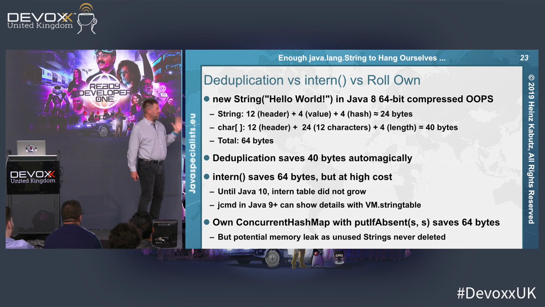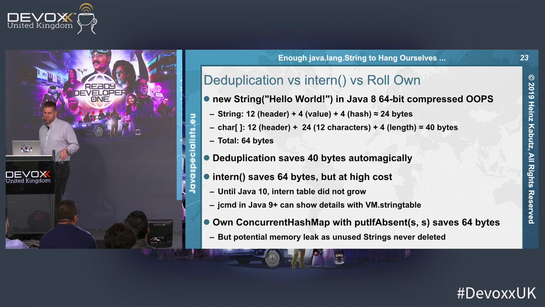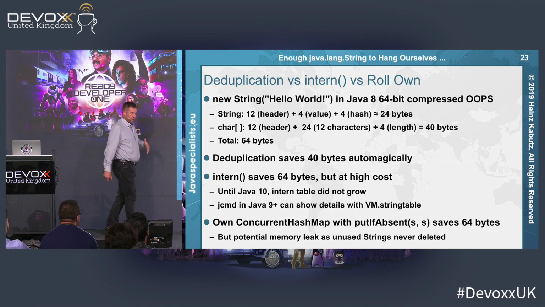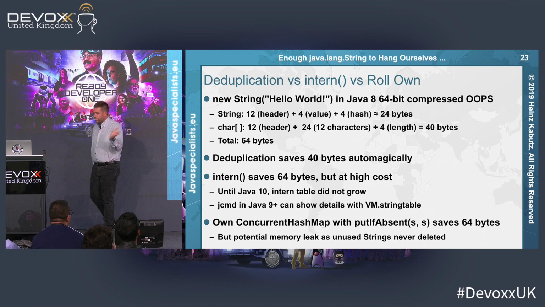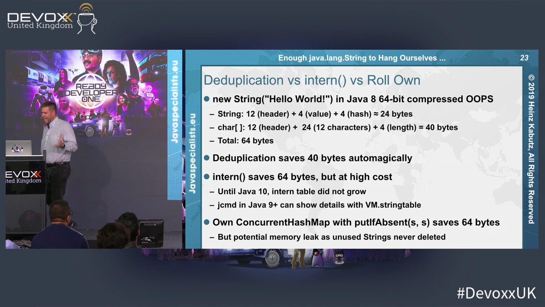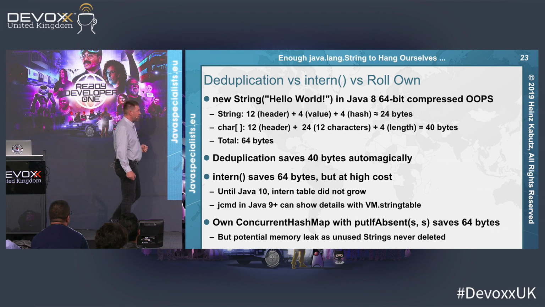Plus the hash is another 4 bytes, the cached hash code. And this actually adds up to 20 bytes, but it gets rounded up to the nearest 8 bytes, so it gets rounded up to 24 bytes. The char array is again an object, so it's a 12-byte object header, plus 12 characters, which is 12 times 2, gives you 24, plus the length, which is another 4, comes to exactly 40 bytes. It stays there, it doesn't go to 44 bytes. And the total for the string is 64 bytes.